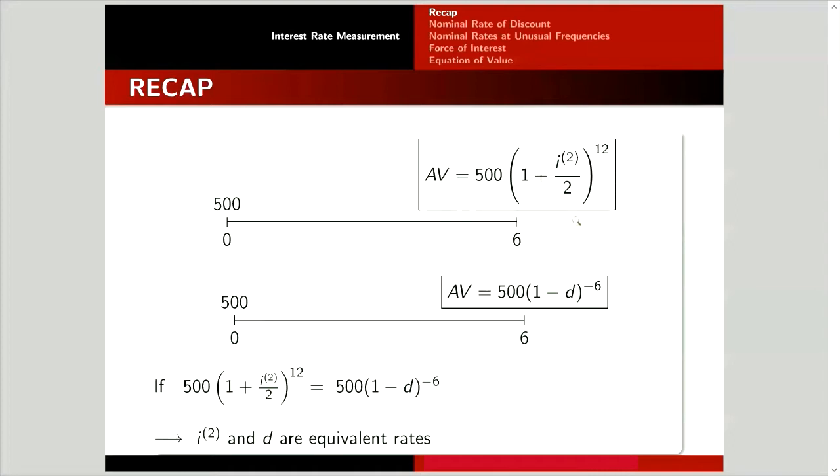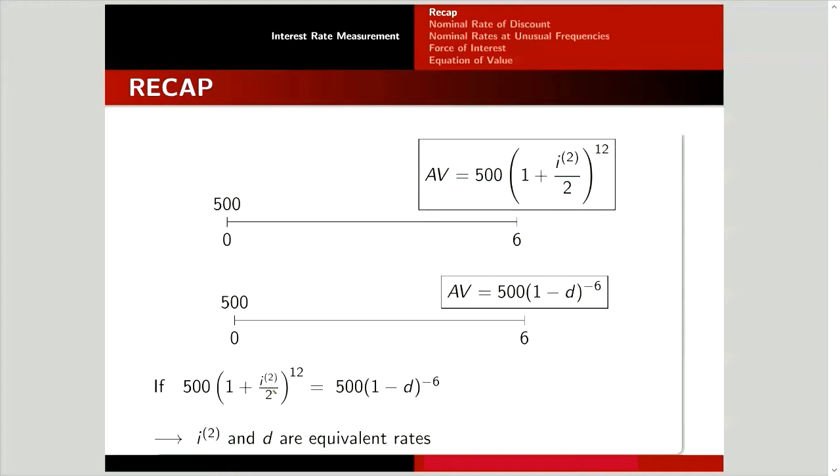This gives the value of 500 at time 6 using I upper 2. This one is the accumulated value of 500 using D. Now, if they give the same accumulated value, like this one, you say your I upper 2 and your D are equivalent rates, because for the same length of time, so 6 years here, they give the same accumulated value.